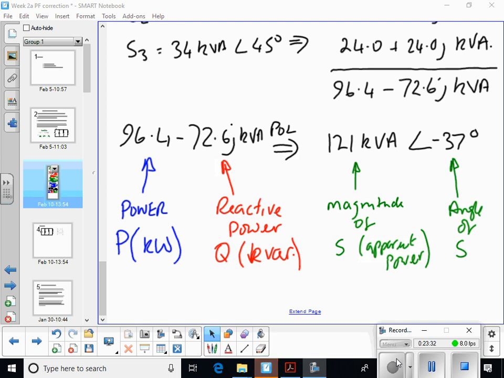So when you've got S, the two different forms of S: rectangular is a complex power made up of a power part P, the horizontal component, and the reactive part Q, the vertical component, which can be negative or positive. Then the polar version gives you the actual magnitude of S, the apparent power, and its angle from zero.